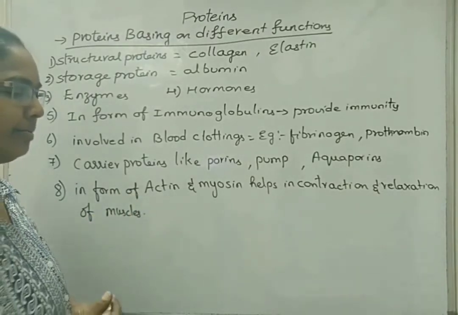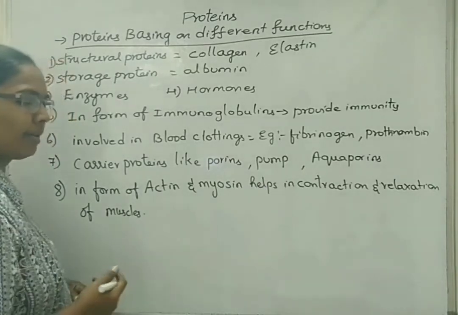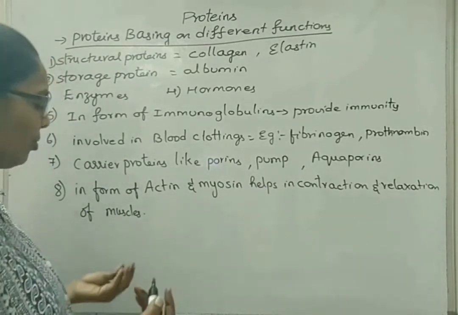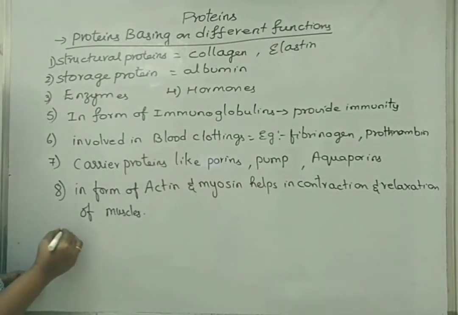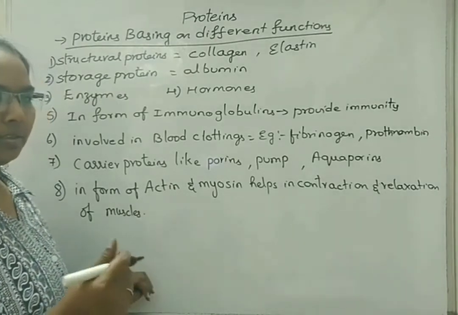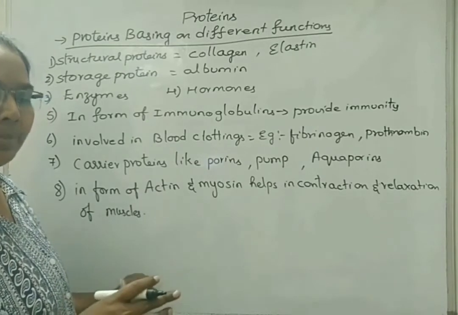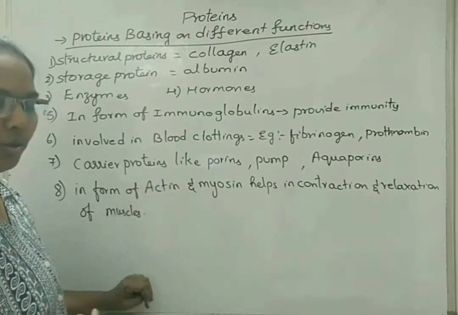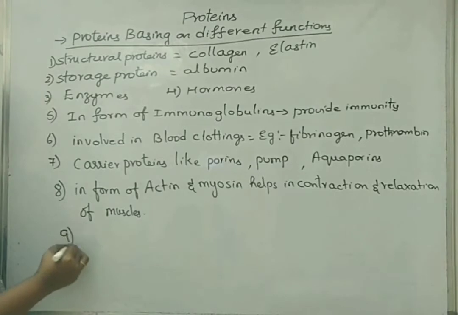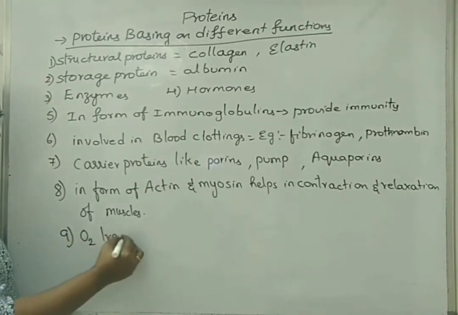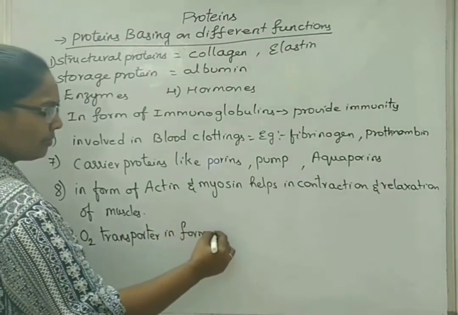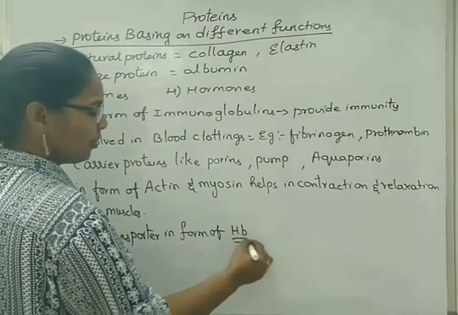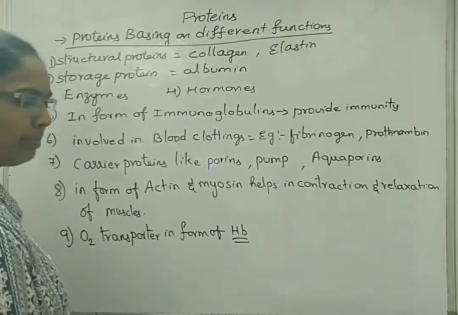Next, hemoglobin is used. I think we have not mentioned hemoglobin. So globular protein hemoglobin, in the complete hemoglobin form, is helping in transportation of oxygen all over the body through blood. So oxygen transporter in form of hemoglobin. Hemoglobin I am writing as capital H, small b.